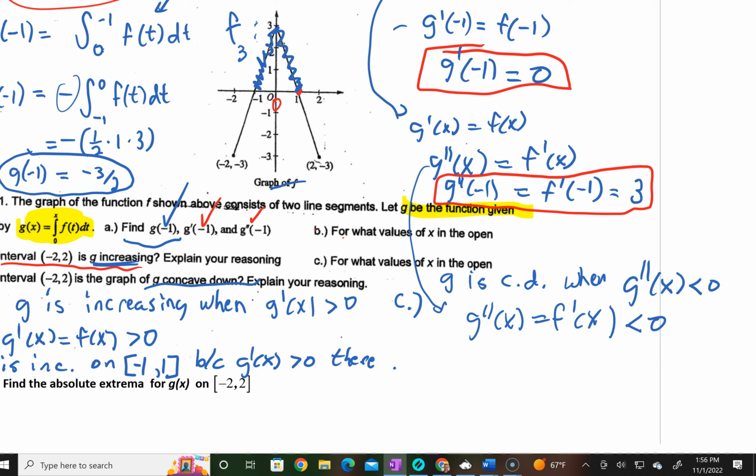So we're going to look at this, and I'll erase that. Between what x values do you think that's going to happen? 0 and 2 right here, right? That's where you'd have negative tangent line slopes. So I'm going to write that down. We're going to say G is concave down.